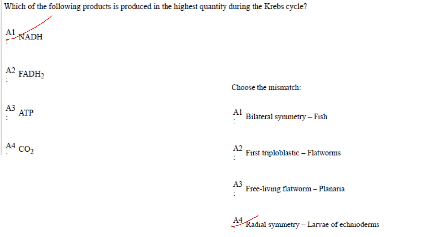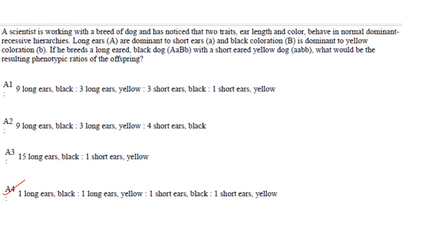Bilateral symmetry, fish. That is correct. First triploblastic is flatworms. Free living flatworm is planaria. Radial symmetry is larvae of echinoderms. That is the mismatch, because it is not radial symmetry, they have bilateral symmetry. So the mismatch is option 4. Then next one.